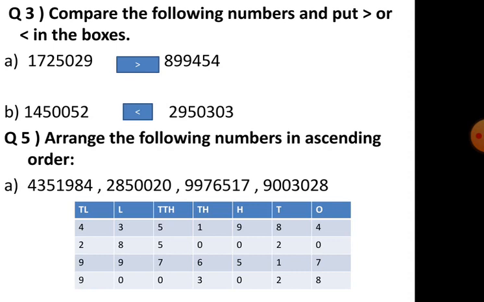Question 5. Arrange the following numbers in ascending order. Ascending order means small to big and descending means big to small. Again we will make the place value chart. It will be easier for us if we make it; without making it you can also do it, but it is easier. After making the place value chart, we can see that the second number has 2 in the 10 lakhs position, so it is smaller than all the rest, because the number of digits is the same.